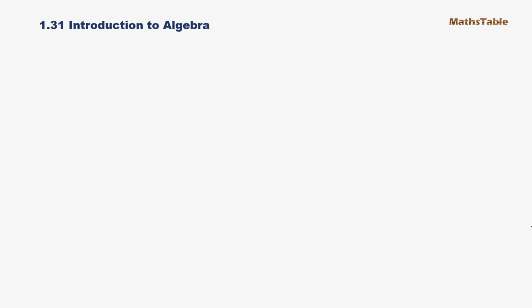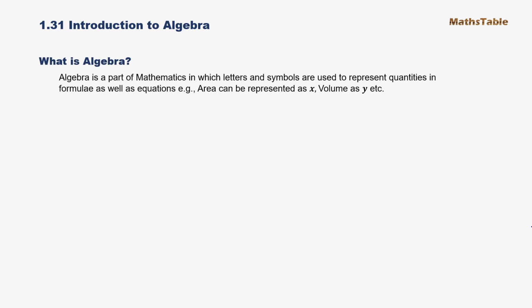Now, before we go into more detail, we need to answer a few questions, like what is algebra? Well, simply, algebra is a branch of mathematics in which we use different kinds of letters and symbols to represent those quantities that occur in the real world. For example, we can represent area by the letter X, or we can represent volume as letter Y, and so on. So, this is the basic meaning of algebra.